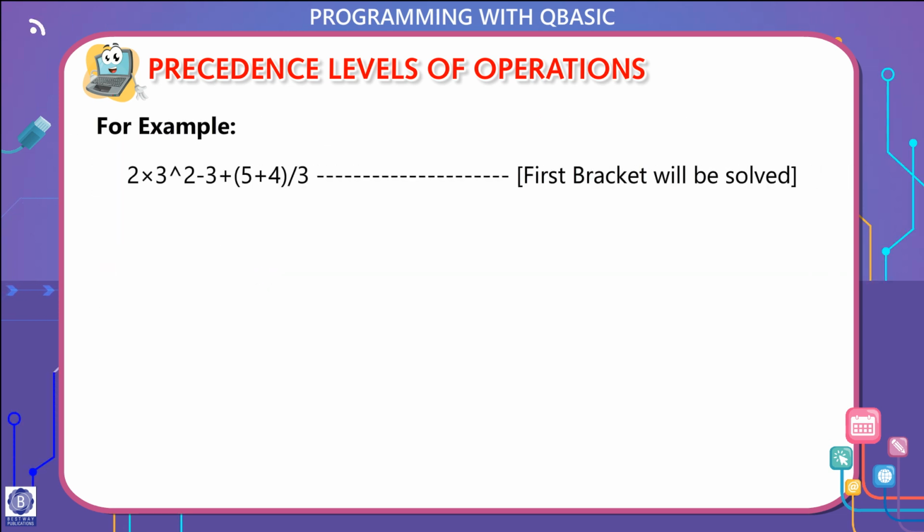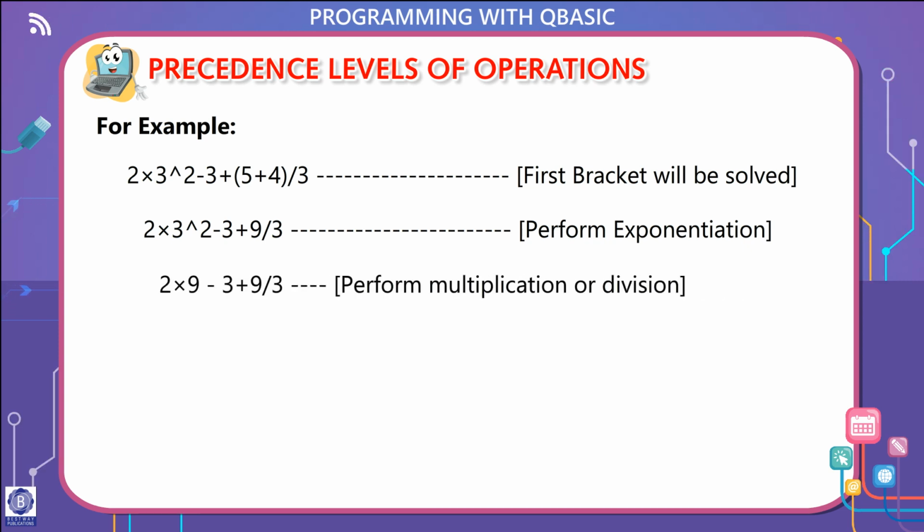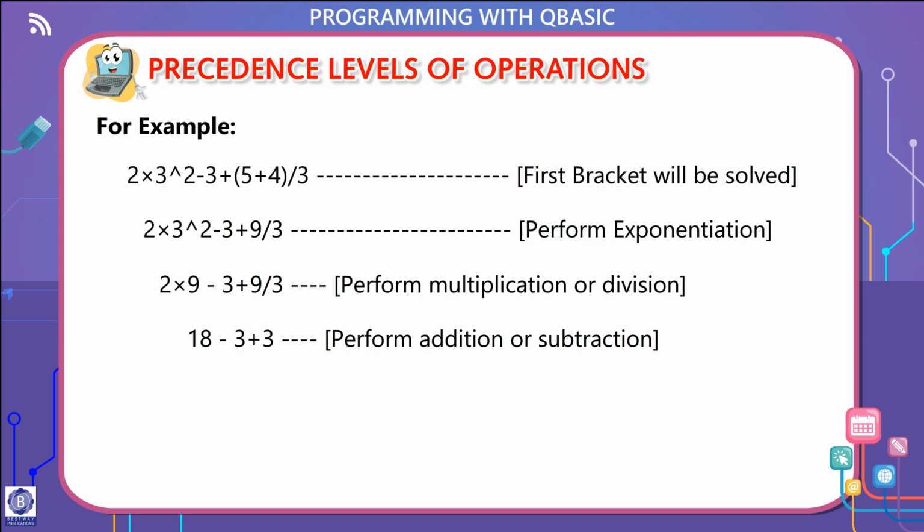For example, 2 multiplied by 3 exponential 2 minus 3 plus (5 plus 4) divided by 3. First the bracket will be solved: 2 multiplied by 3 exponential 2 minus 3 plus 9 divided by 3. Perform exponentiation: 2 multiplied by 9 minus 3 plus 9 divided by 3. Perform multiplication or division: 18 minus 3 plus 3. Perform addition or subtraction: 18 is the result.